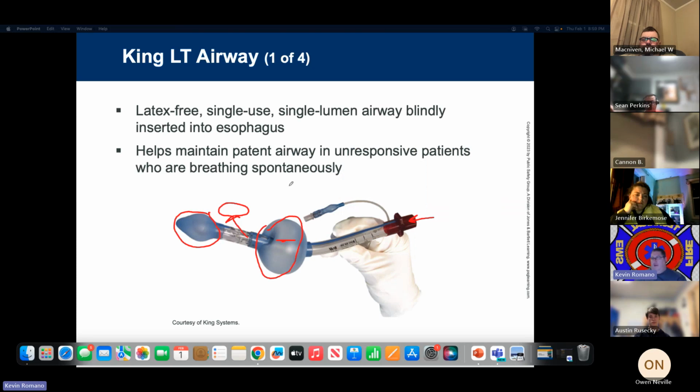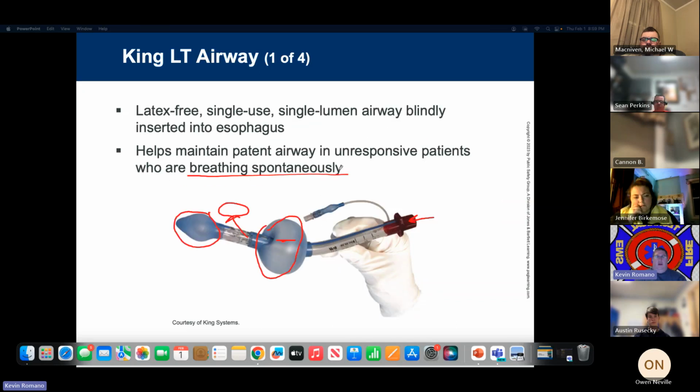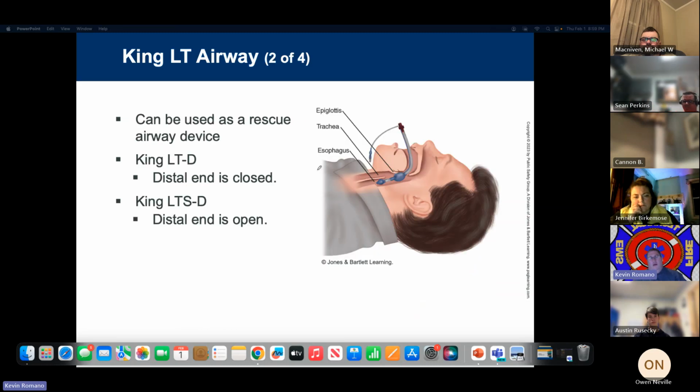But again, these are called supraglottic airways. They help retain a patent airway in unresponsive patients who are breathing spontaneously. They also work in cardiac arrest. Right, this is a BLS skill in New Hampshire, and obviously an ALS skill for Maine. So if you guys become advanced EMTs, you'll have this ability. As you can see here, it's placed in the oropharynx, esophagus. There's your trachea right here, and the air is delivered in.